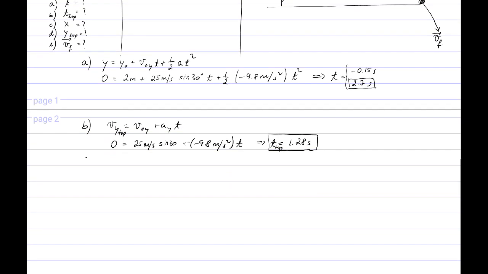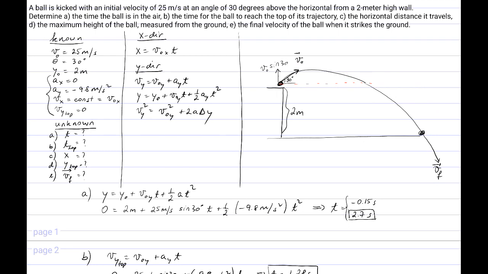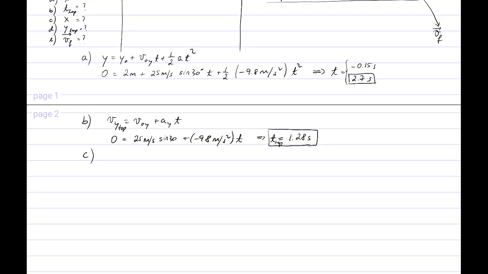All right, in part C, what are we looking for? The range of this motion. So now we're moving into the x direction equation. There's only one of them. So x is v0x times time. This time is the time that the ball is in the air, from here all the way to the ground. So we know everything except for x. So x is v0x times time, and that is 25 meters per second times cosine 30 times time, which is 2.7 seconds. When we plug the numbers in, we get 58.5 meters.